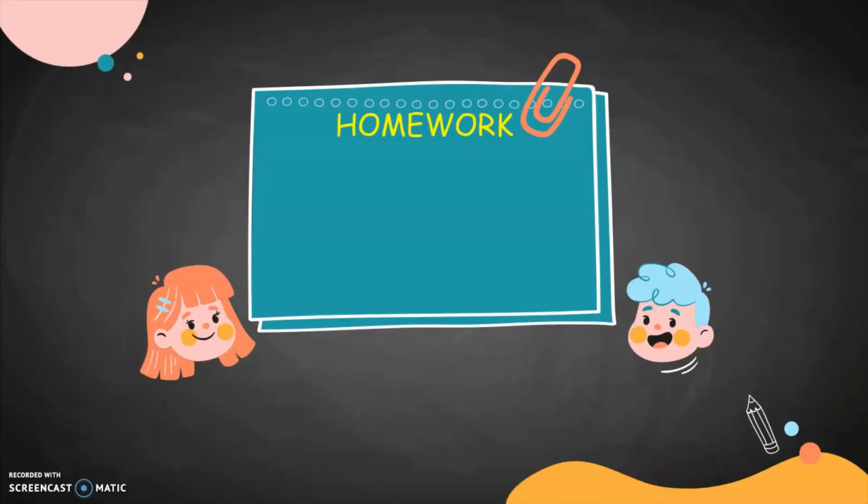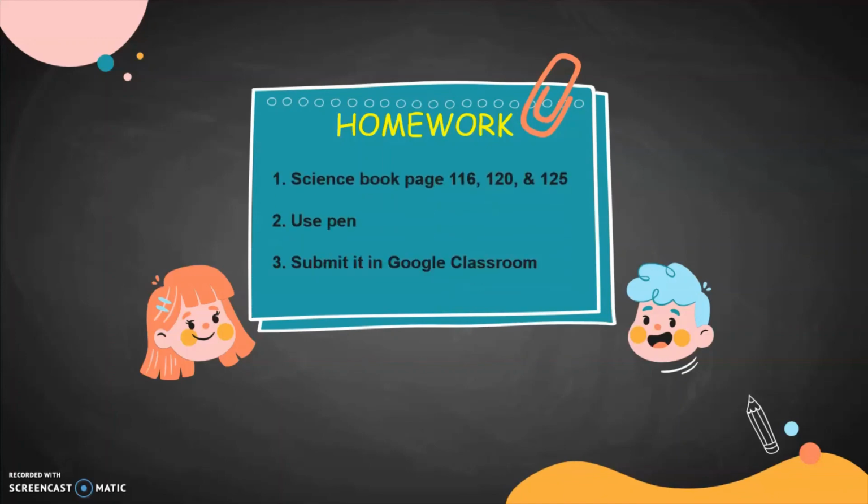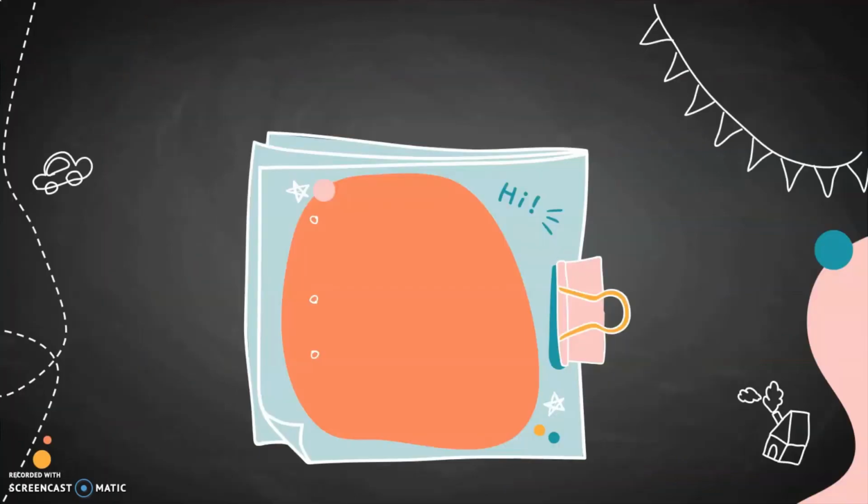Okay. That's all for this unit, but you have homework. In this homework, I want you to open your science book, pages 116, 120, and 135. Do it in your science book, and then use a pen. And then don't forget to take a photo and submit it in Google Classroom. Take the photo properly, not blurry. Okay, class.